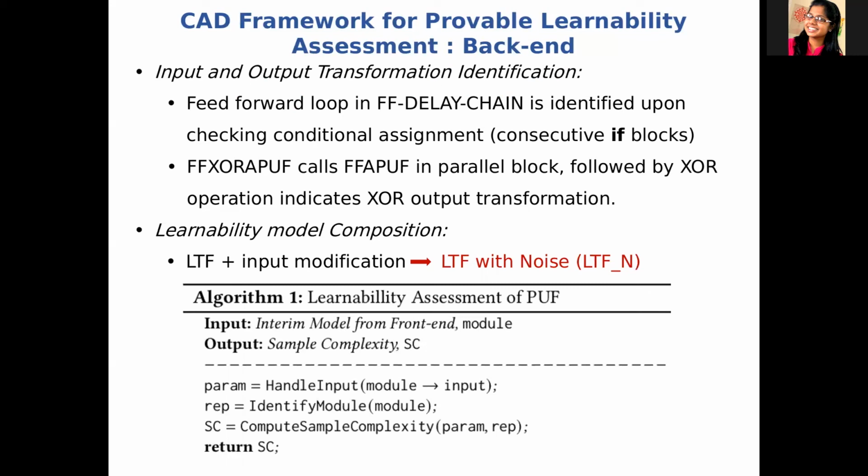The topmost function in the backend calls three functions. Handle input basically picks the numeric parameters from the input definition of the topmost module. Then identify module tells which PUF representation it is, and the compute sample complexity function calculates the expression of the sample complexity of the learning algorithm corresponding to the representation sent by the identify module function.